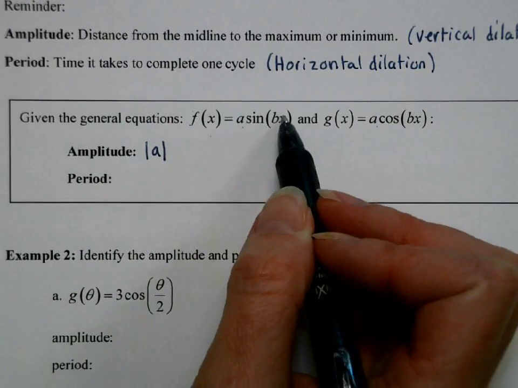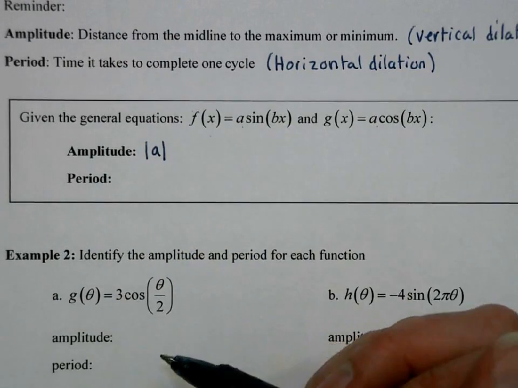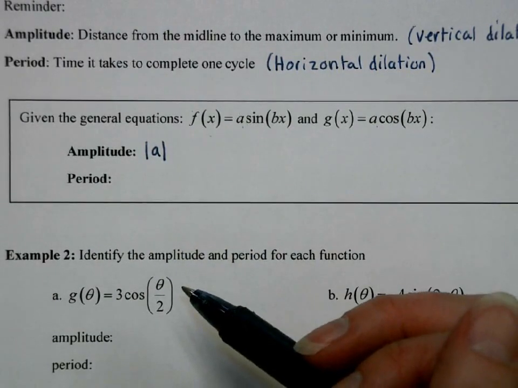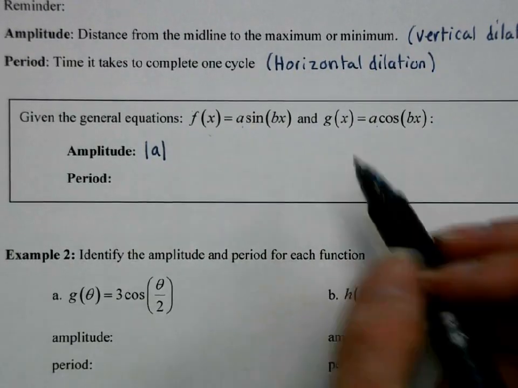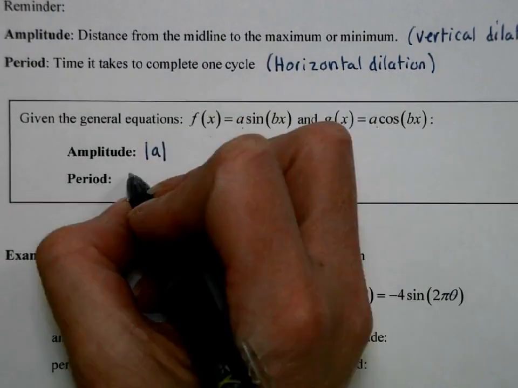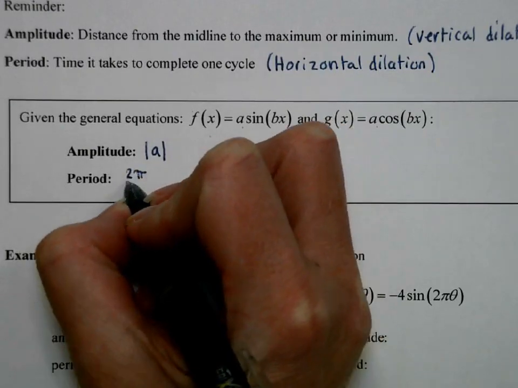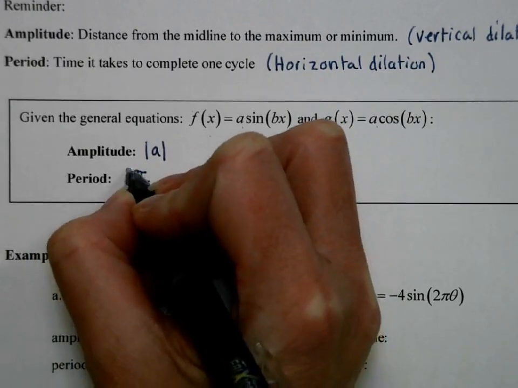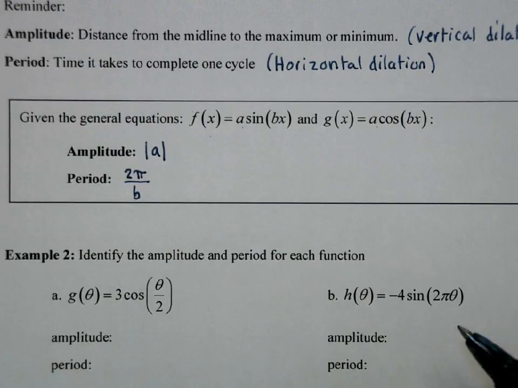This b will be a horizontal dilation by a factor of 1 over b. So if the period of sine and cosine is 2 pi, the period is going to be 2 pi divided by whatever that b value is.